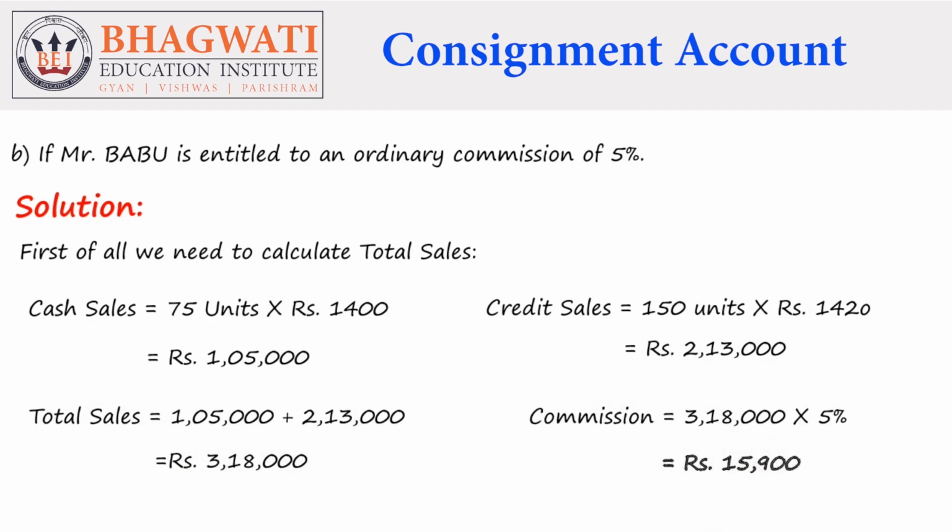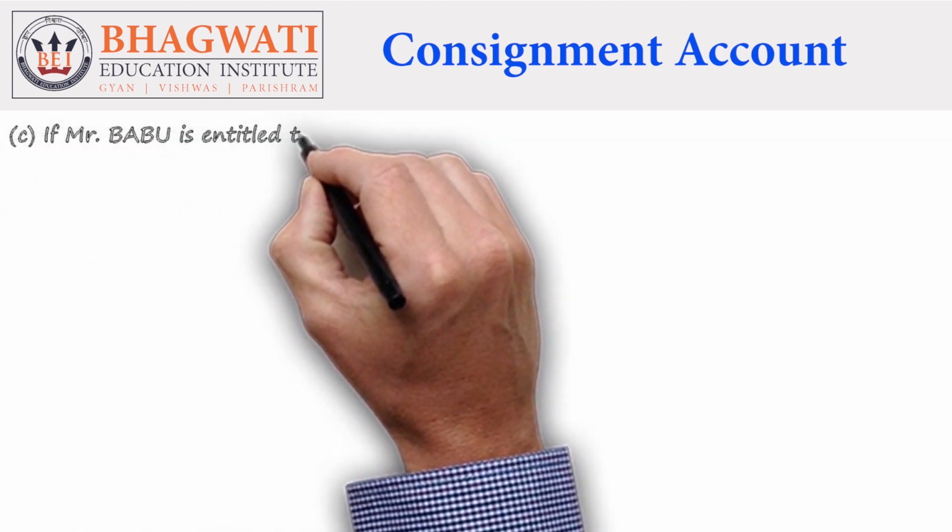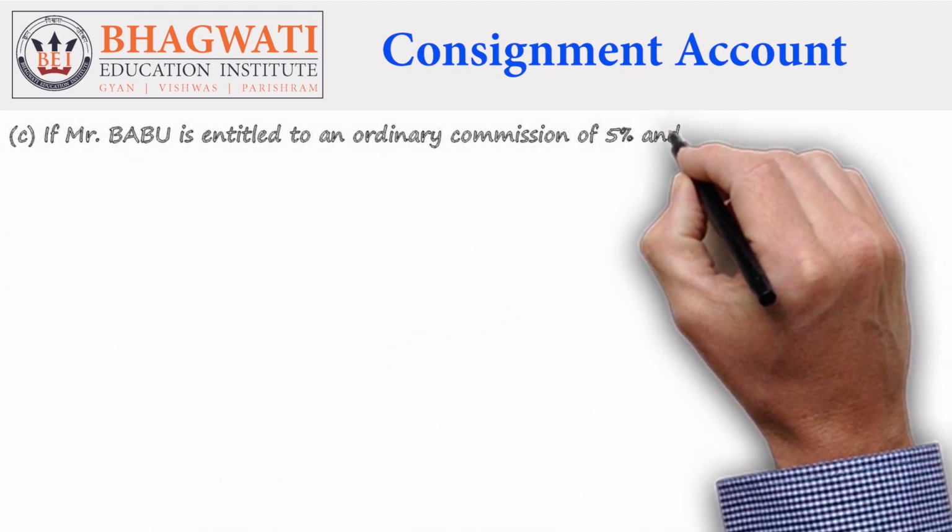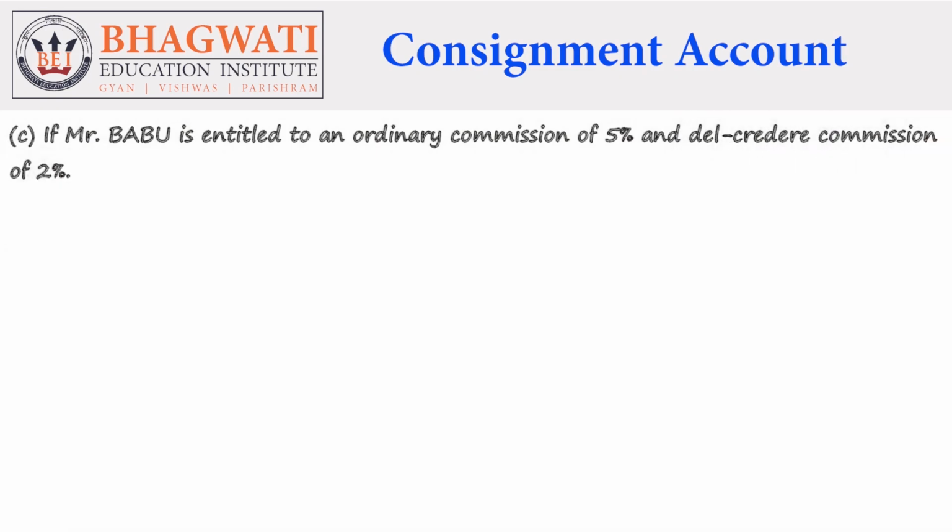Now let us move forward towards the next case. Case C. If Mr. Babu is entitled to an ordinary commission of 5% and del credere commission of 2%. Good. Now here we have added one more commission, del credere commission 2%. But whether it is given on what value it should be calculated, which sales it should be calculated, no. Then it should be calculated on total sales.